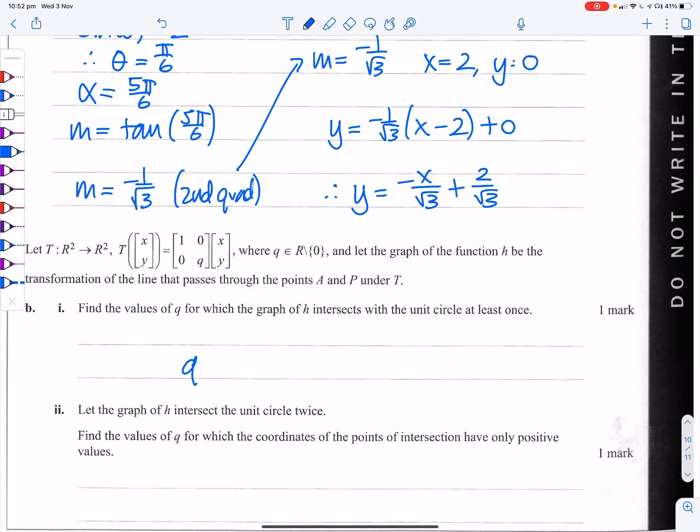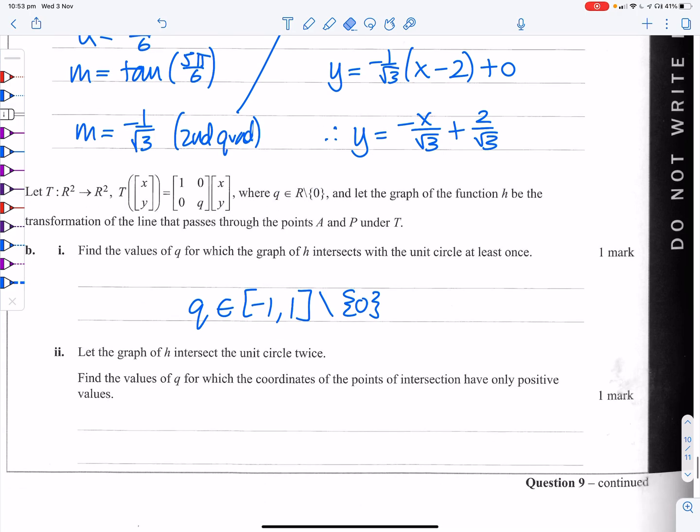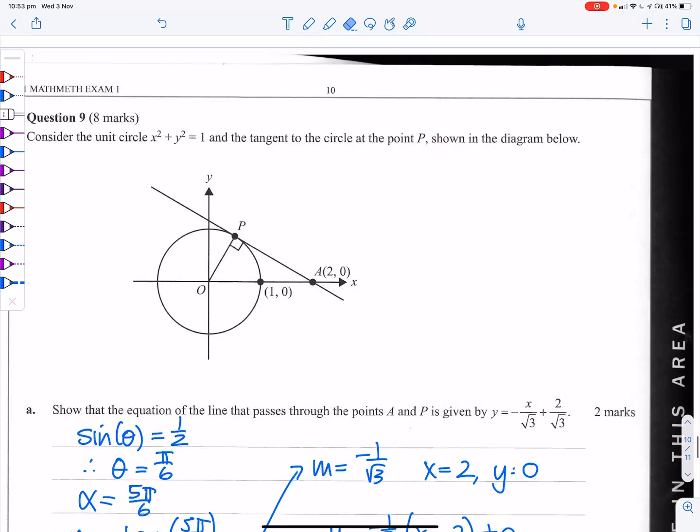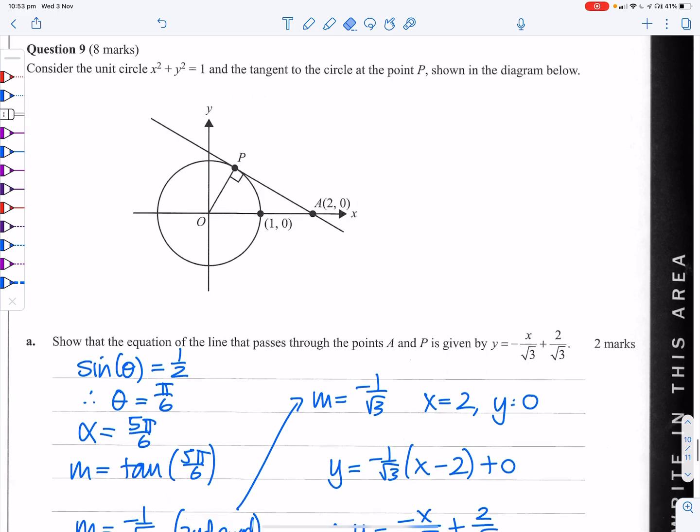So q can be any value from negative 1 to 1, with the exception of 0, because in the question it told us that it can't be 0. If q was 0, you'd end up with a straight line, and that would pass through it twice. So I don't know why they didn't let it equal 0.